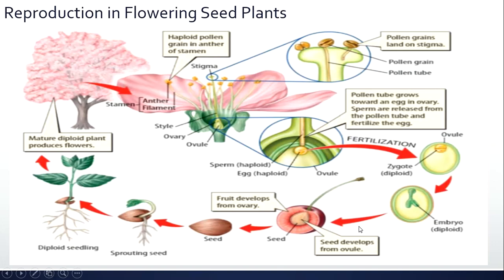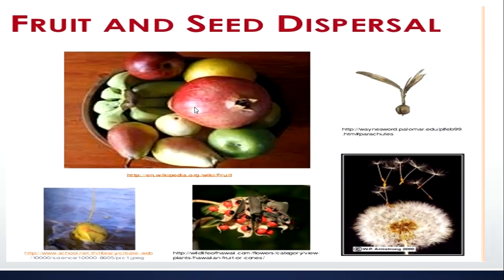The ovary and sometimes other parts of the flower will develop into a fruit that contains one or more seeds. The seeds can grow into new genetically related plants that produce flowers, and this cycle keeps on going. So this is the reproduction in flowering seed plants. Now fruits and seed dispersal. Fruits and seeds such as we can see here are important sources of food for people and animals.